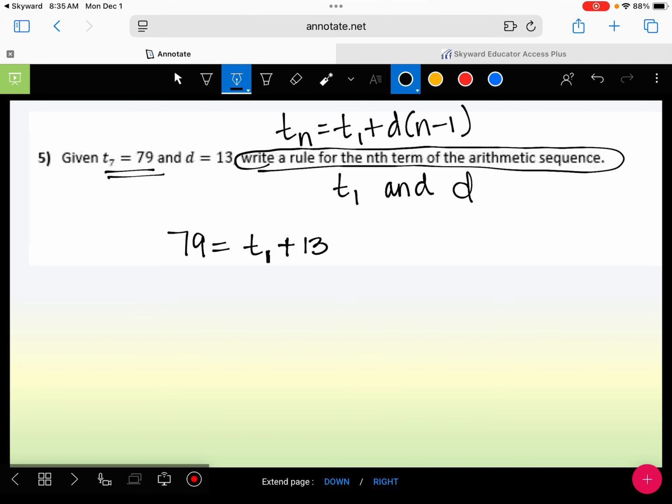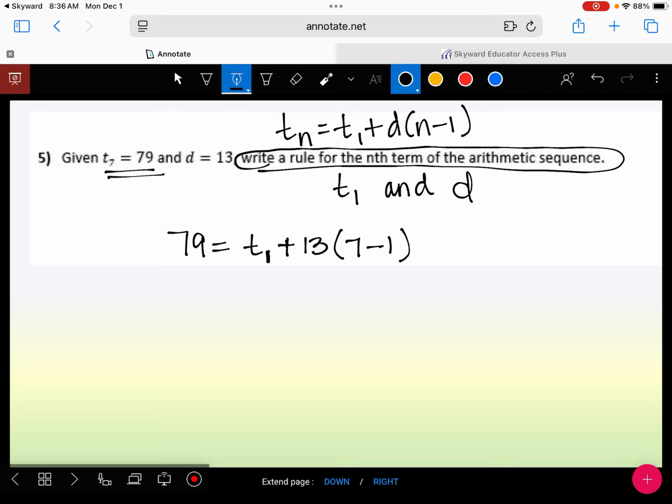So what are you going to put for T sub n? 79. And then the common difference is what? And what's n? 7. Because the 7th number is 79. So n is 7. So T sub n is 79. The common difference is 13. And then we have parentheses 7 minus 1.